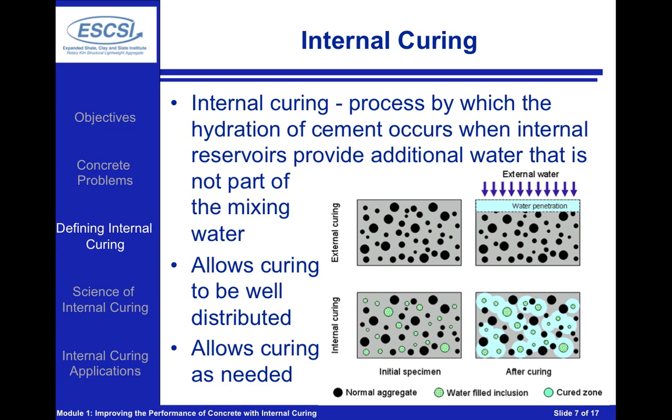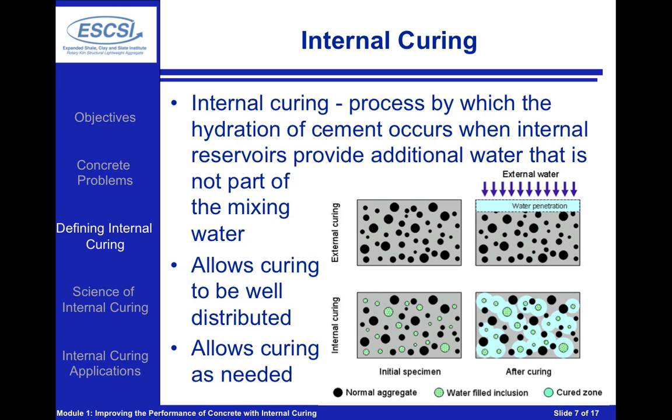Now, what is internal curing? Internal curing is really a process where we're going to allow the hydration of the cement to occur, exactly like what we've just been talking about, but instead of applying the water at the surface of the concrete, what we're really going to do is supply the water from inside of the concrete itself. So we're going to place porous inclusions, or little tiny porous bodies, inside of the concrete, and they're going to act as a reservoir of water.